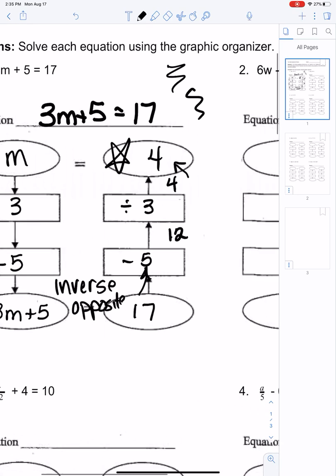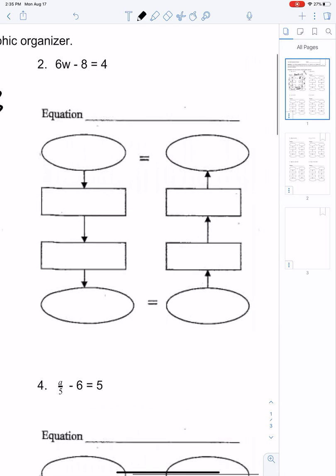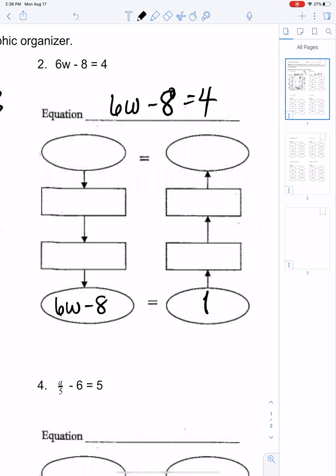All right, we're going to go to the next one. Doing the same problem again. We are going to write the equation up here. 6w minus 8 equals 4. Our goal is to isolate the w.